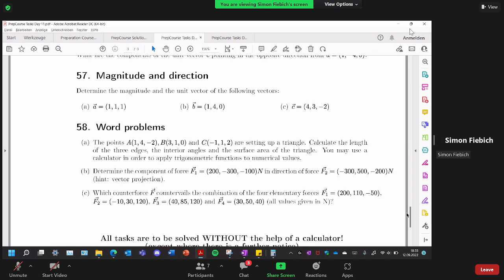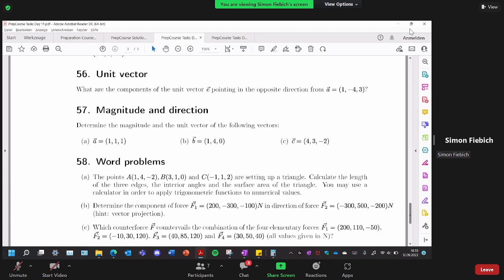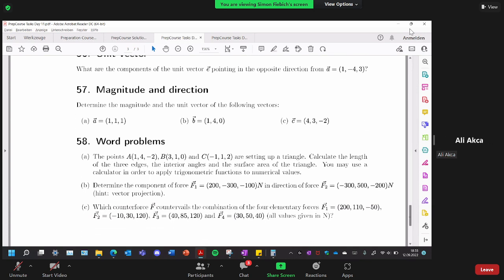What about task 57, magnitude and direction? Determine the magnitude and unit vector of the following vectors. I think if there is no request, we have done this a lot now. We have done a lot of exercises on unit vector and magnitude. So anyone who would like me to go through one of these? I'm also looking at the reactions. No? Okay.